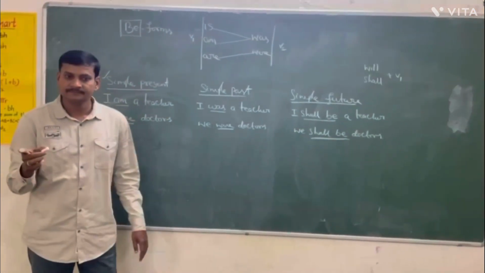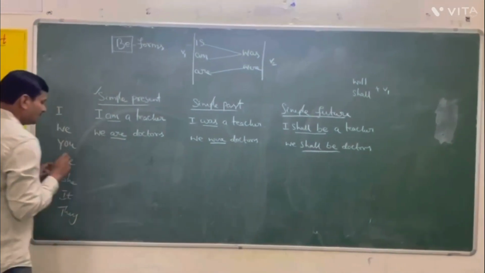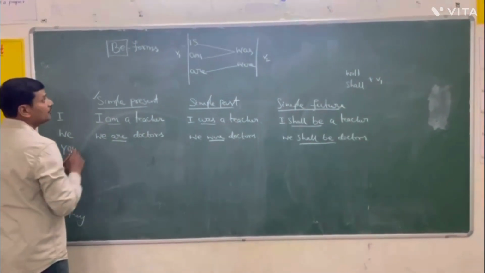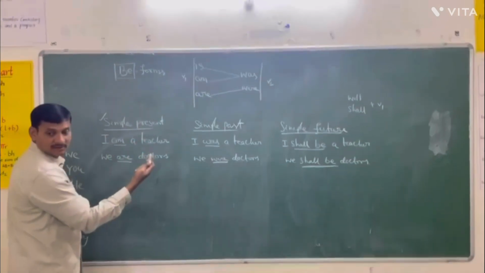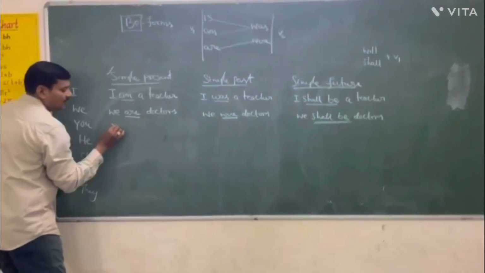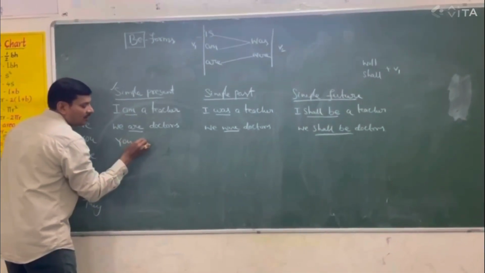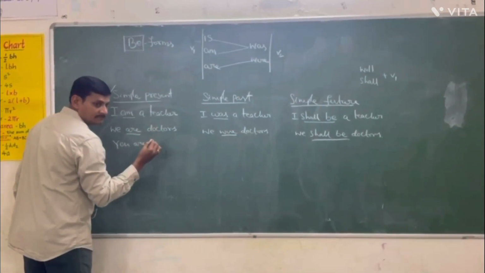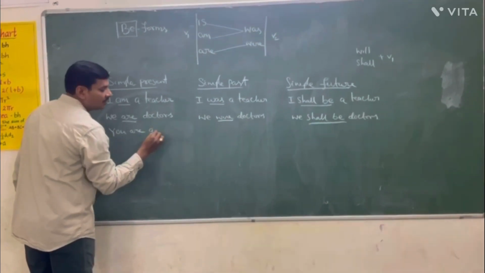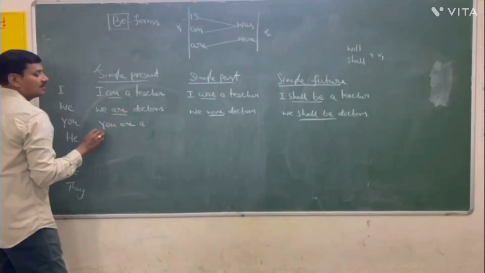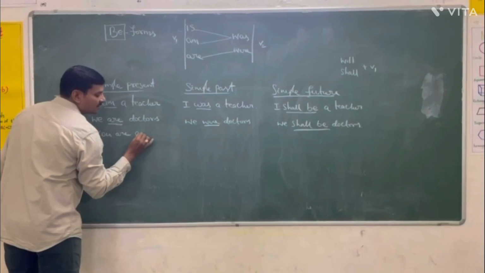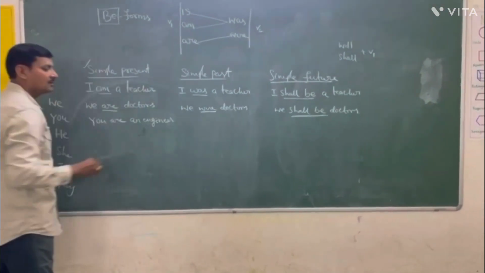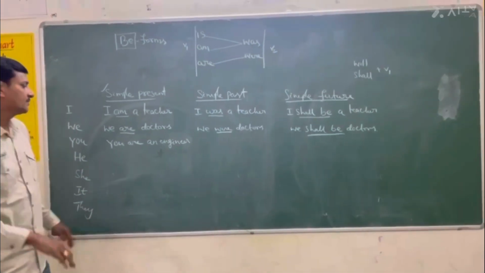Understood? Okay. Then, in the same way, you. What do we say, you is, you am, or you are? You are. You are a... You are an engineer. Okay.